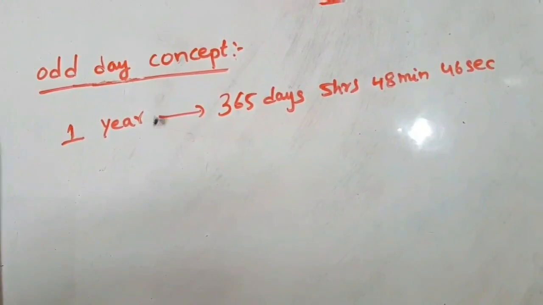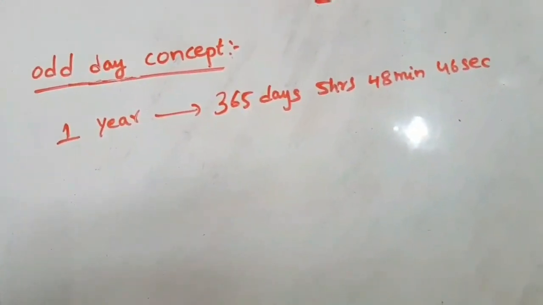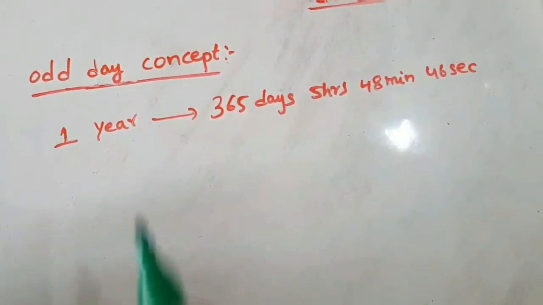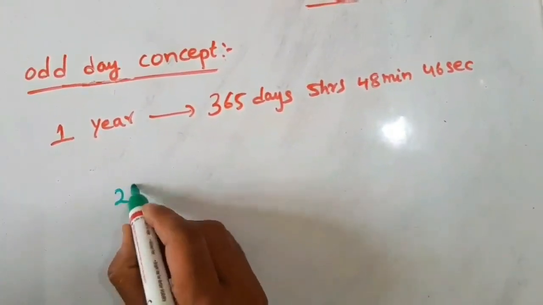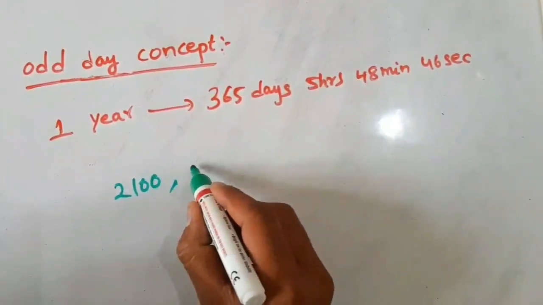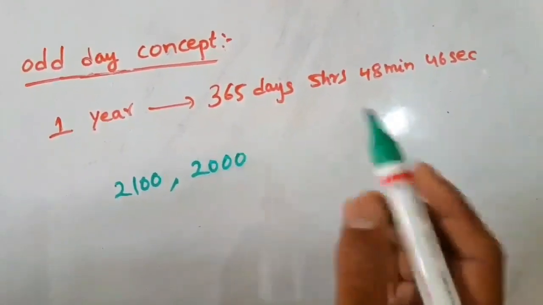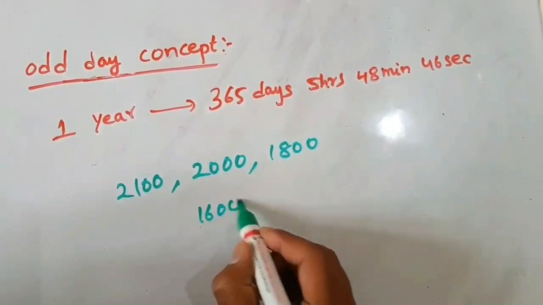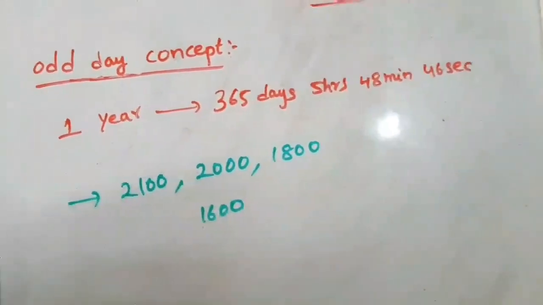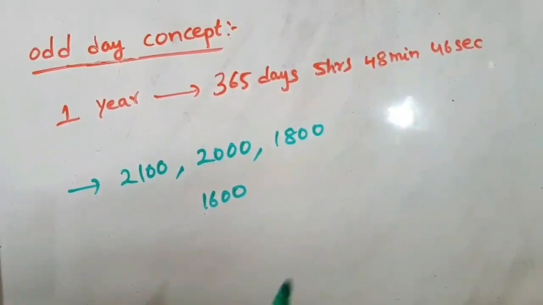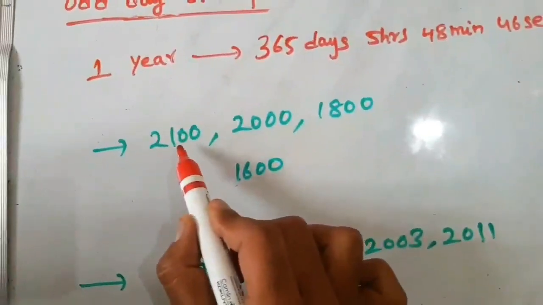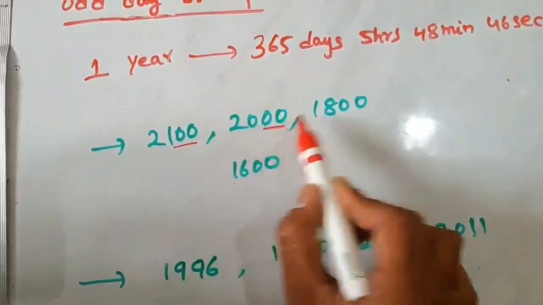Now I am going to discuss a very important concept, to tell whether any year is a leap year or not. For example, 2100, 2000, 1800, 1600. Apart from these 4 years, which all years are leap years? These years are called century years. These years are ending with 2 zeros.